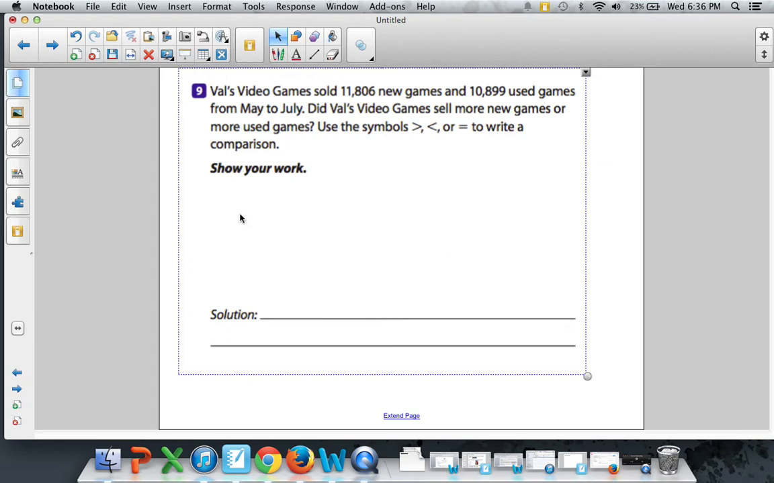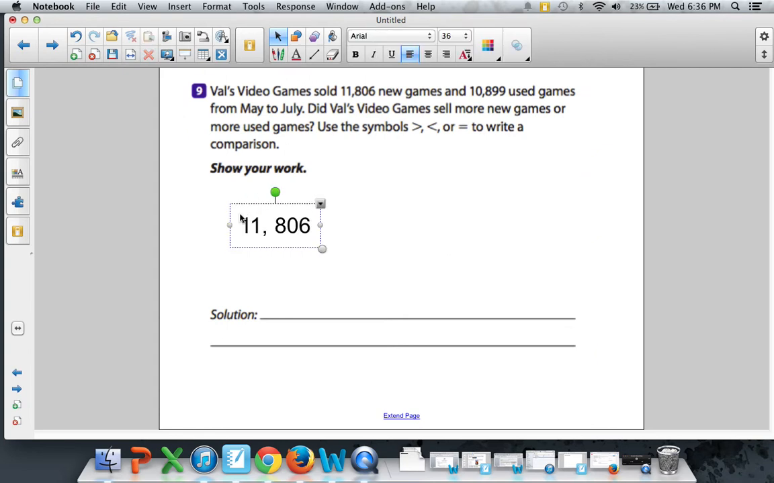Okay, so 11,000, I'm just looking at the problem again, you should be too. 806 is how many new games they sold, and 10,899 is how many old games. So take a look. Which one's bigger? They both have the same number of digits, and they both have a 1 in the front. But what about the second number? One has a 1, one has a 0. Oh, the tie is broken. Which one's bigger? 11,806 is bigger.